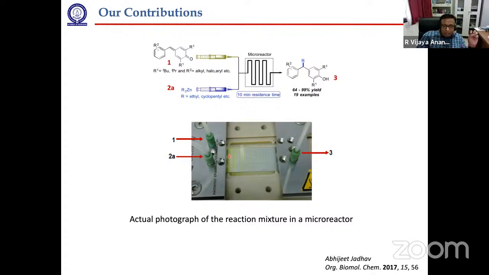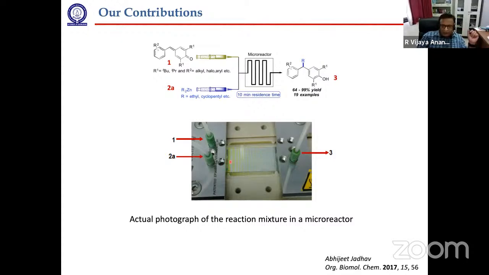And you can see at the beginning of this microchannel, you can see this yellow color, which means the starting material is still there. But at the end, you can see there is no yellow color, which means the reaction has already happened. So the product has formed at some point here. So you can easily monitor the reaction by looking into it.